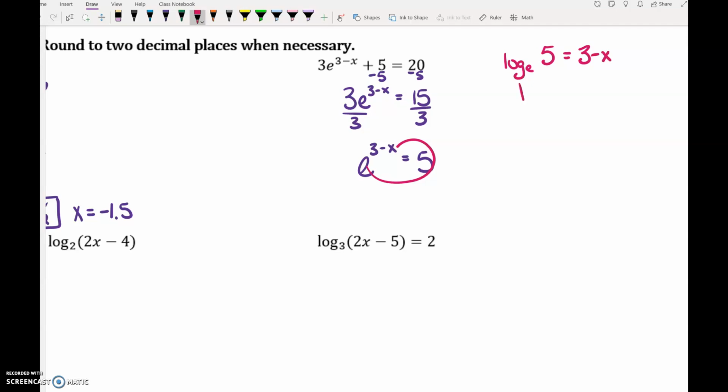Log base e is the same as ln. So when you're evaluating that, you want to use ln. And we type in our calculator, ln of 5 is 1.61. And then we would subtract 3 on both sides to get negative 1.39 is negative x. So positive x is going to be positive 1.39.